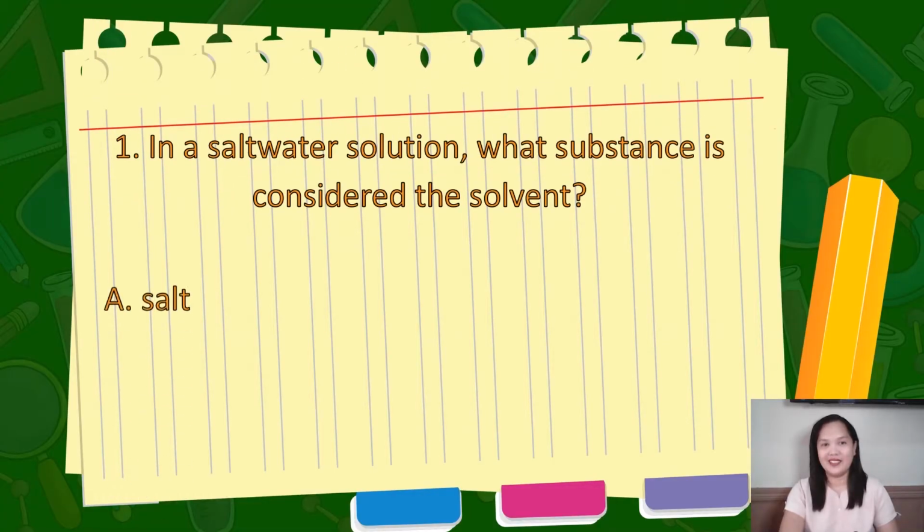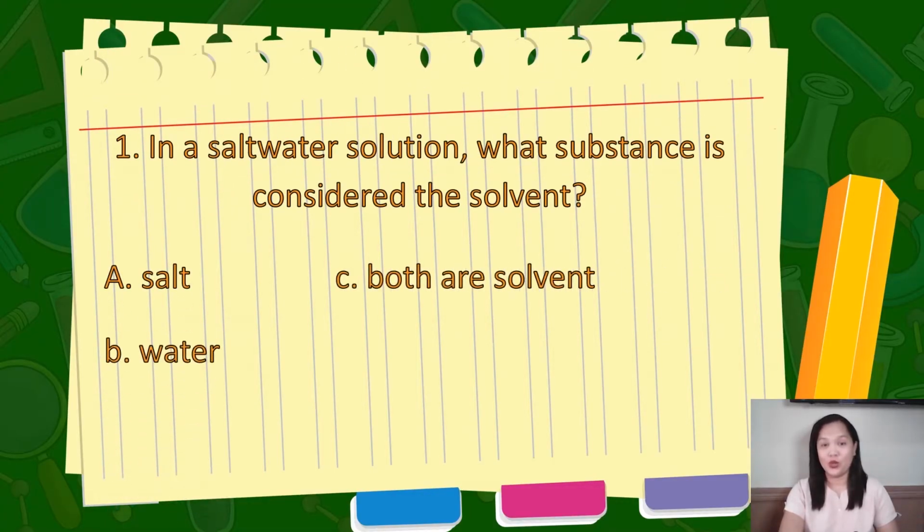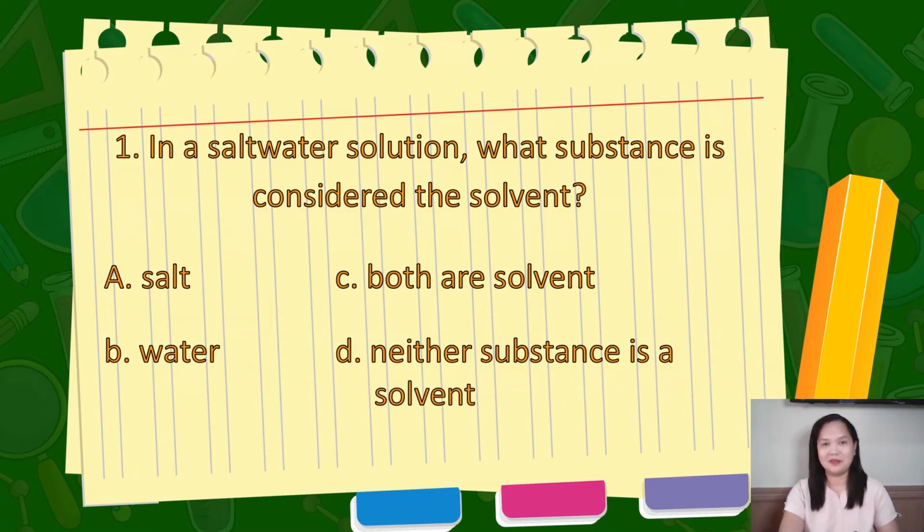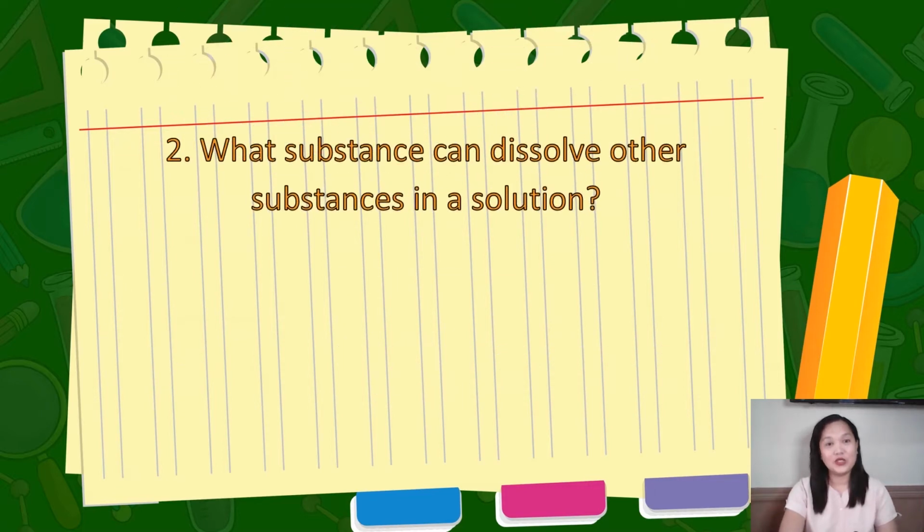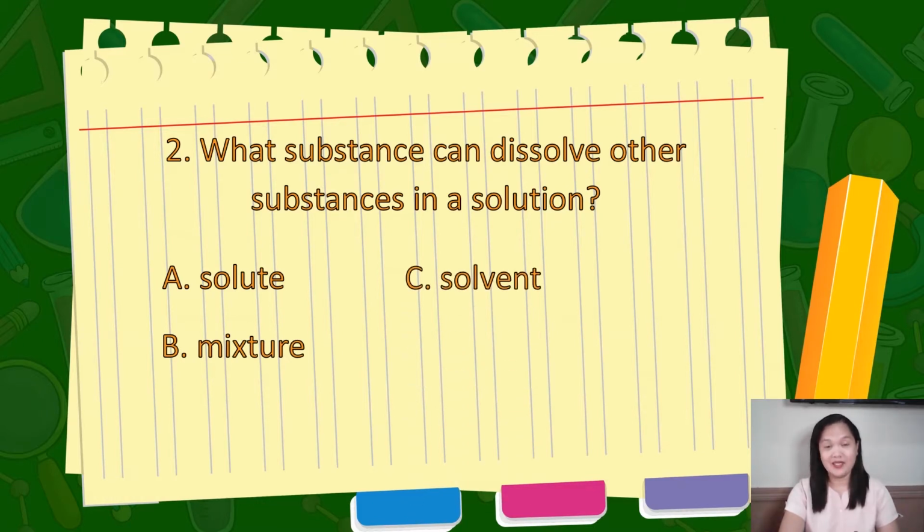Number 1. In a salt water solution, what substance is considered the solvent? A. Salt, B. Water, C. Both are solvent, D. Neither substance is a solvent. Number 2. What substance can dissolve other substances in a solution? A. Solute, B. Mixture, C. Solvent, D. All of the above.